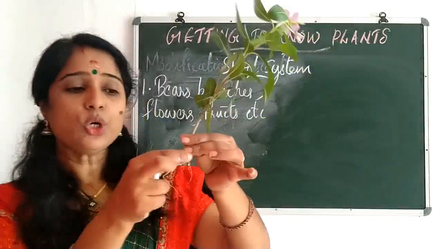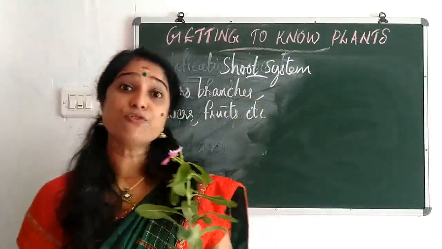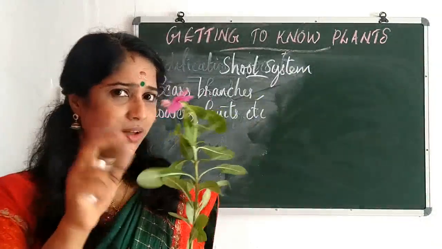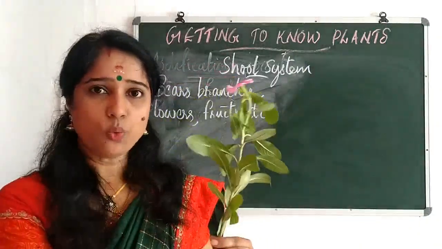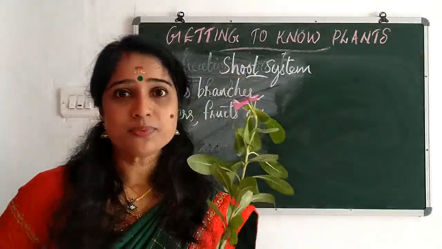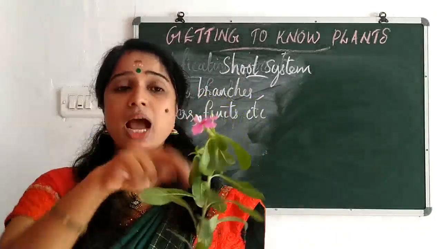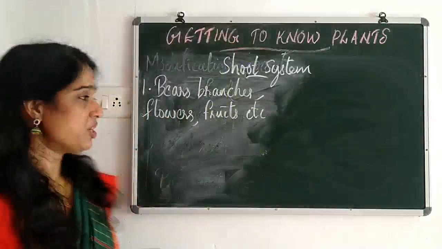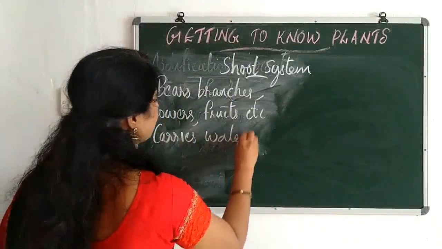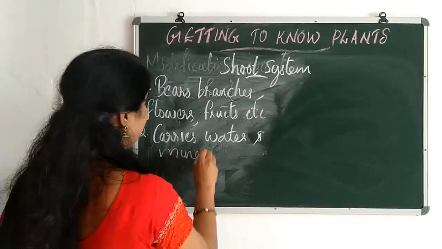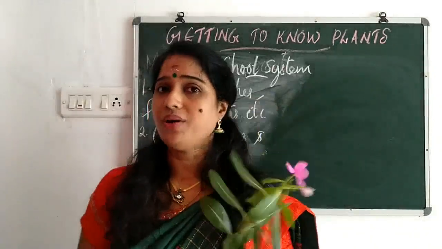Not only that, the root is absorbing the water and minerals. Am I right? Then which part of the plant is preparing the food? It is the leaf. Then how does the water reach the leaf? Can the leaf come to the root and ask for the water? Or can the root go there and give the water? No. Then how? Through the stem, isn't it? Stem carries the water to the leaves and all other parts of the plant. So, second function is what? It carries water and minerals. That is the second function of the stem.